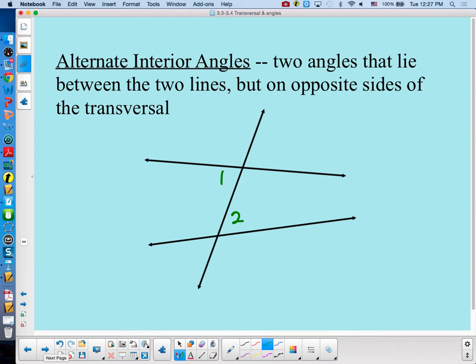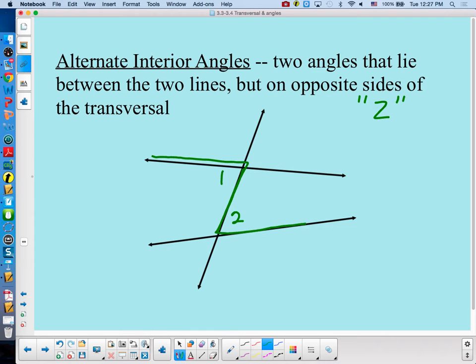Now I usually describe these as, do you see the Z? And what I'm talking about is if I would trace the sides of angle 1 and the sides of angle 2, notice how together that makes a Z. That's your alternate interior angles. So you might put that it makes a Z.